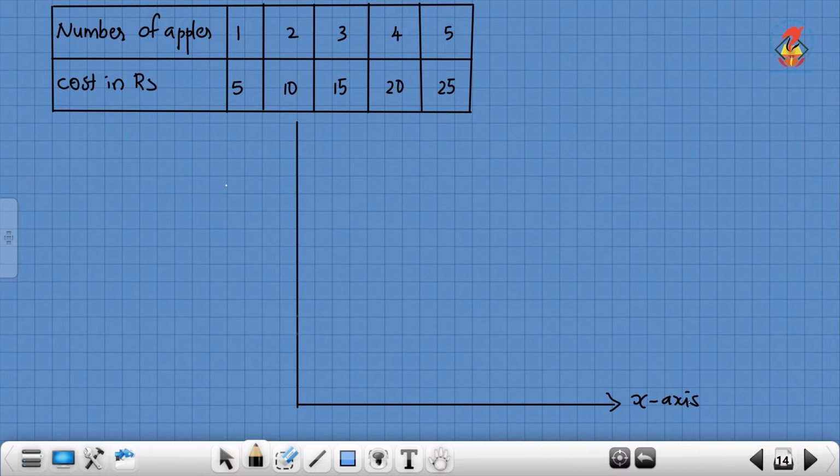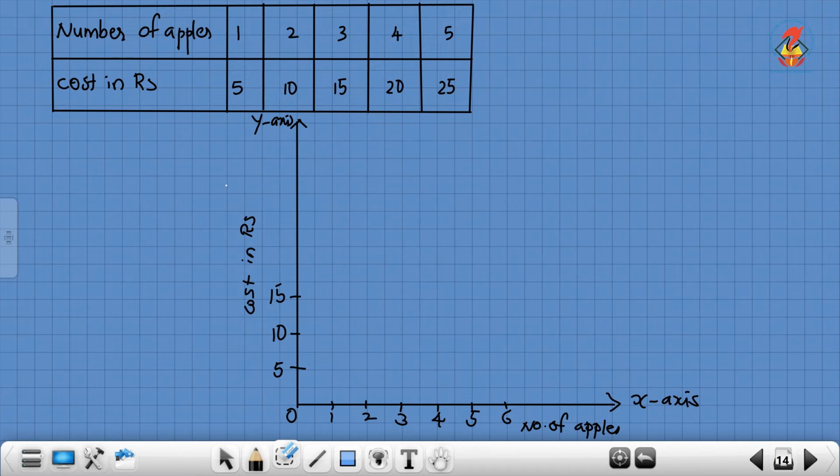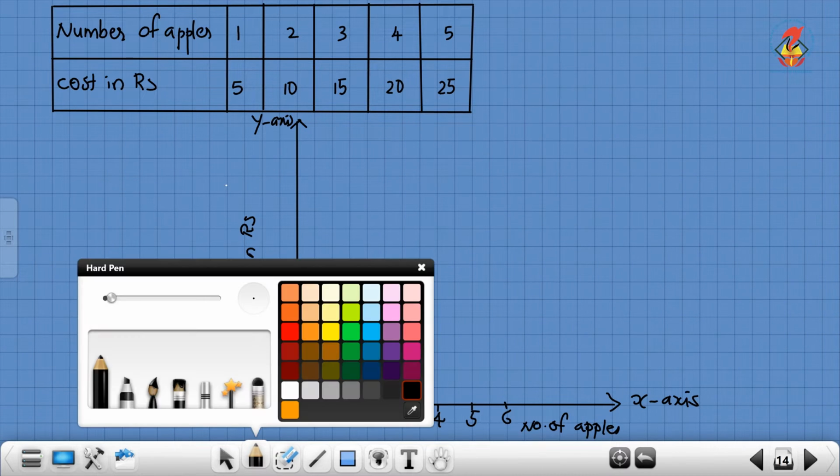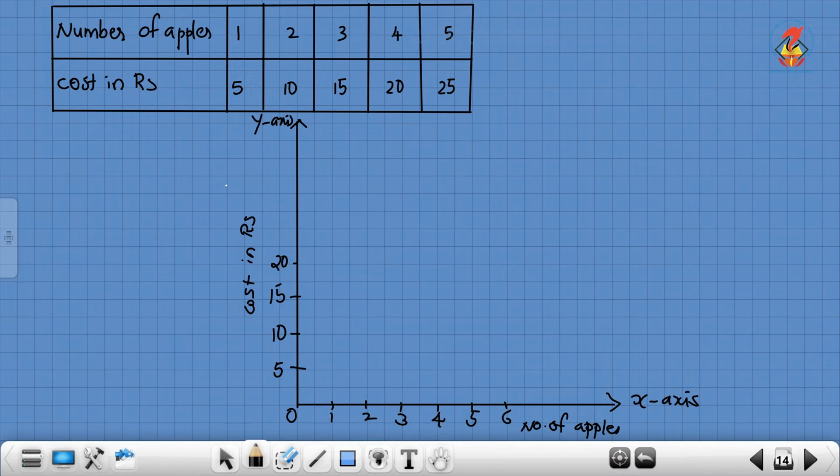X axis, y axis. Origin, that means 0, then 1, 2, 3, 4, 5. This is the number of apples. On the x axis you should write number of apples, and on the y axis you should write cost in rupees. So 5, 10, 15, 20, 25.